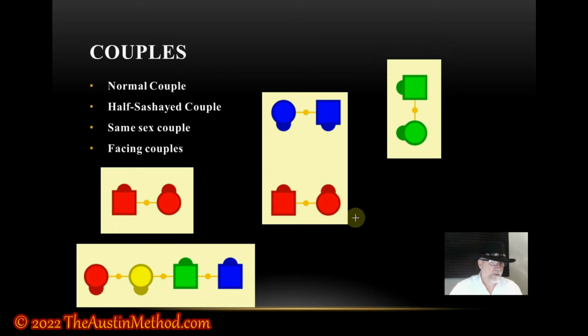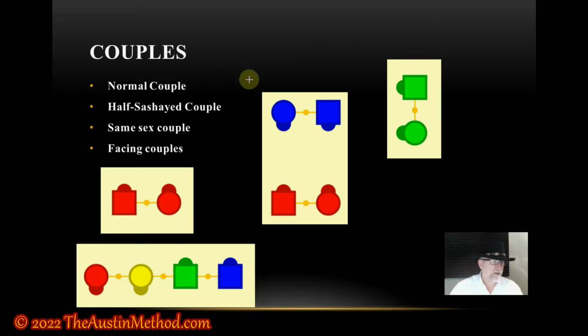And then we can also have same-sex couples where the caller has put two boys together or two girls together. Boy dancers, girl dancers. I'm not going to make that distinction as we go further in the difference between a boy and a boy dancer, but for now we'll make that distinction.